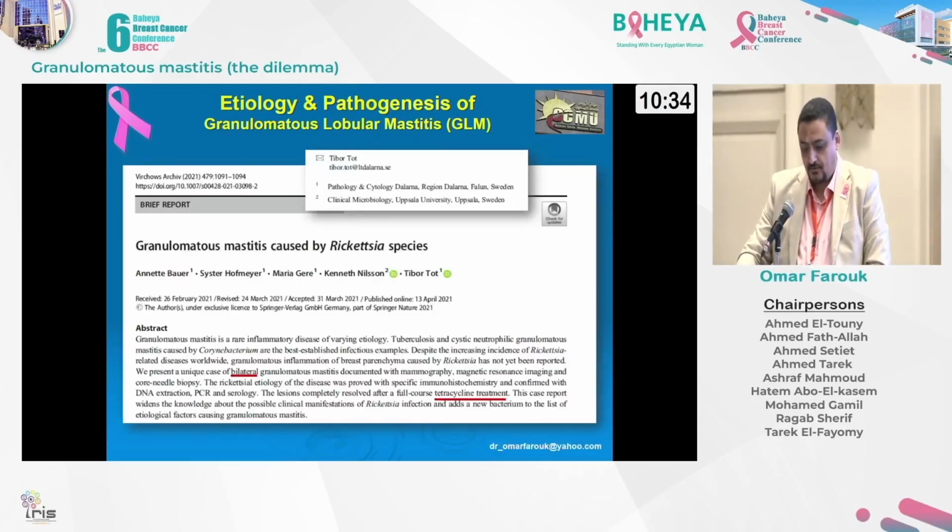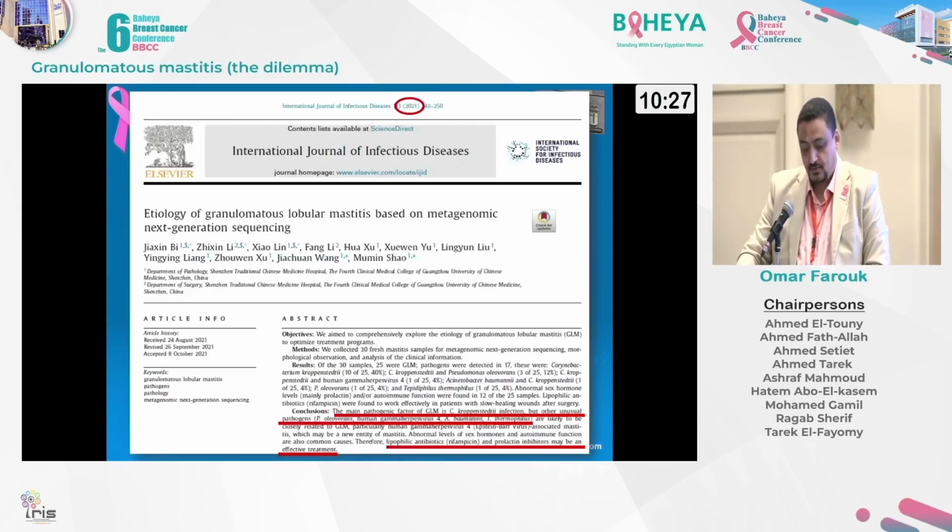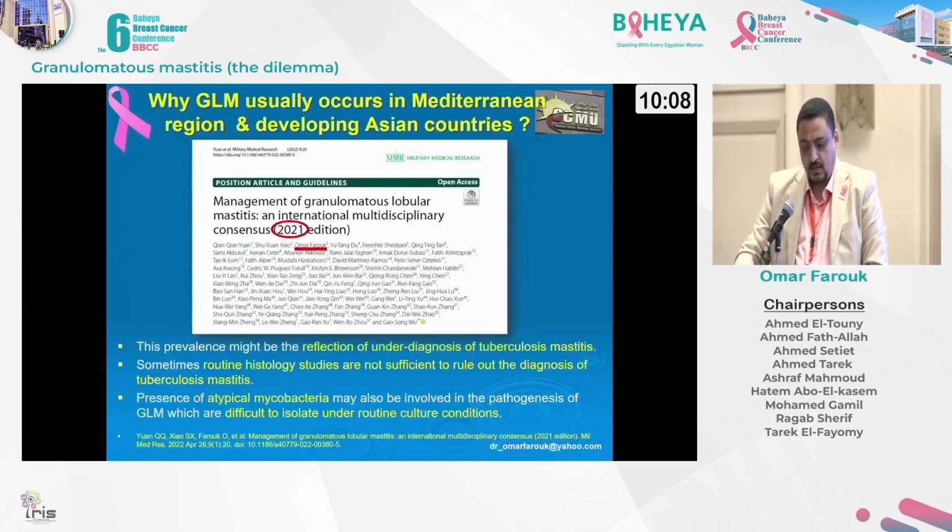Another report from Sweden claimed rickettsia and recommended tetracycline treatment. Recently, 2 years ago, another article from China proved mixed infection and multiple microorganisms involved in the pathogenesis, and recommended lipophilic antibiotics like rifampicin and prolactin inhibitors in treatment.